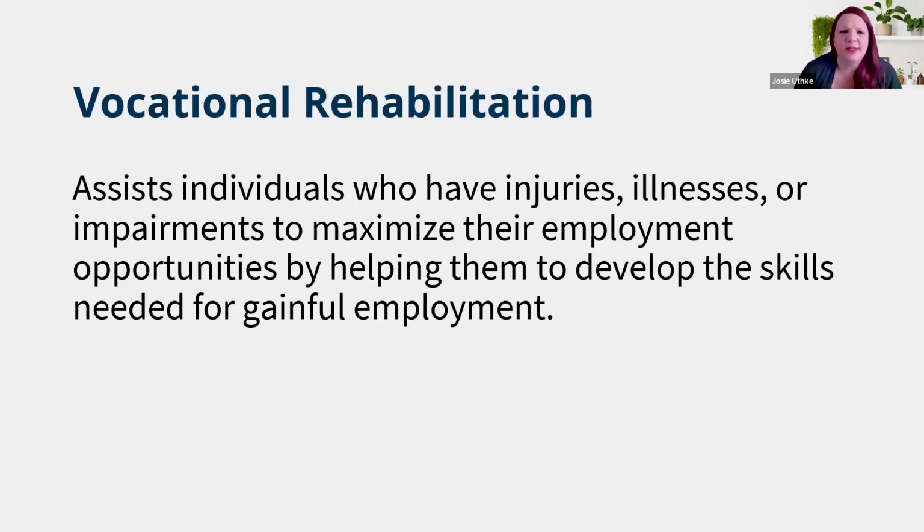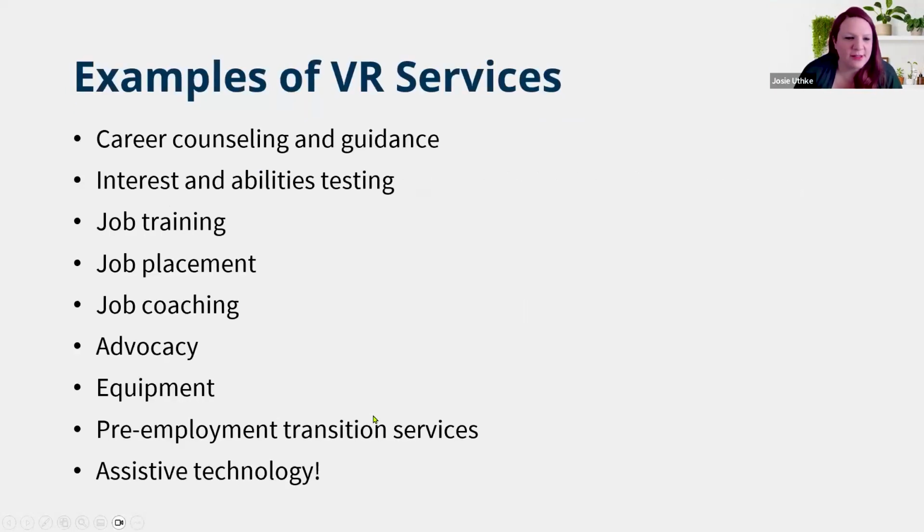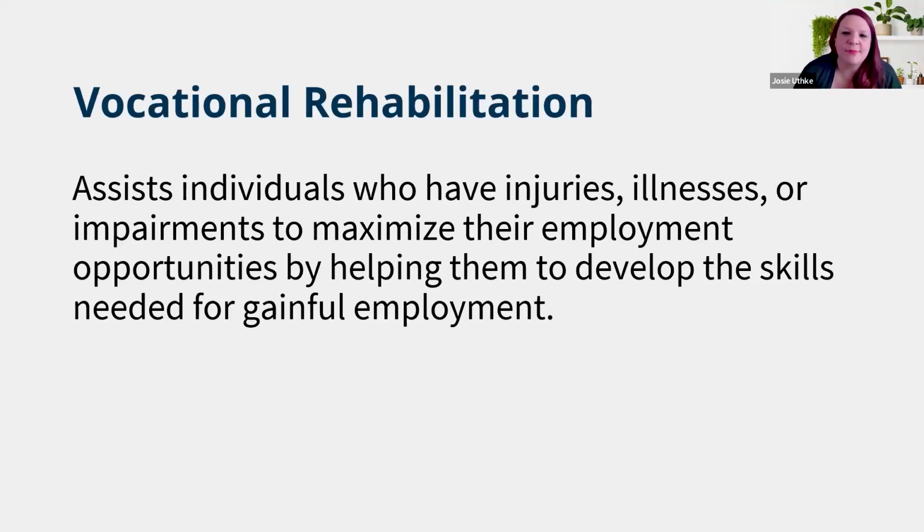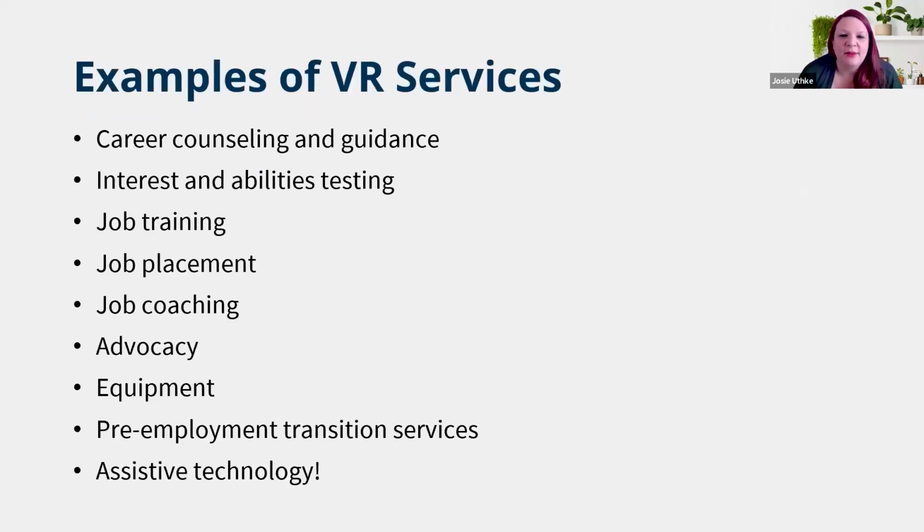Hi. So at its heart, vocational rehabilitation, the definition on this slide says, is to assist individuals who have injuries, illnesses, or impairments to maximize their employment opportunities by helping them to develop the skills needed for gainful employment. And different examples of VR services that we have: career counseling and guidance, interest and abilities testing, job training, job placement, job coaching. We also have different types of advocacy, equipment that you may need for both training or employment purposes, and pre-employment transition services. So we are assisting students in being able to transition into the work world or different training programs that they'd like to participate in.